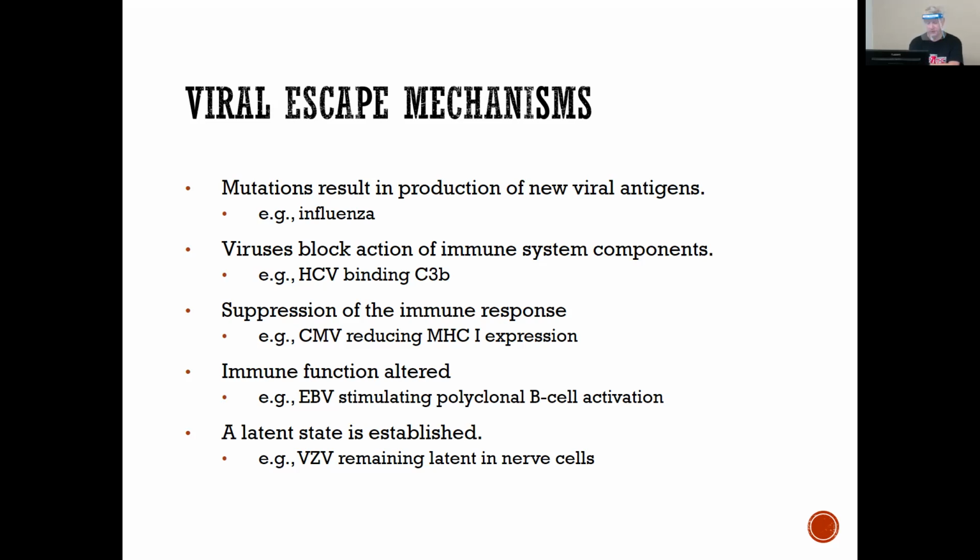All right, now that we mutate and give you a different antigenic structure or different antigenic look that you weren't really prepared for, viruses can also block the action of the immune system components. How do they do that? An example they give is hepatitis C virus binding to C3b. Y'all know C3b is pretty important, right? Part of complement.